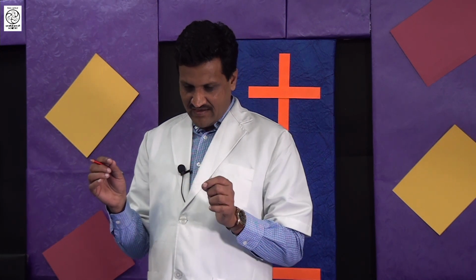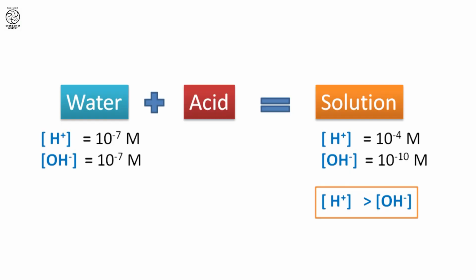Now, relative concentration of H positive and OH negative ions. What is the meaning of that? In dissociation of water, we have seen that H positive ion concentration is equal to OH negative ion concentration. It is 10 to the power minus 7. OH negative ion concentration is also 10 to the power minus 7. Now, have a look on screen. This is water and it is neutral because the concentration of H positive ions is 10 to the power minus 7 and the concentration of OH negative ions is also 10 to the power minus 7.